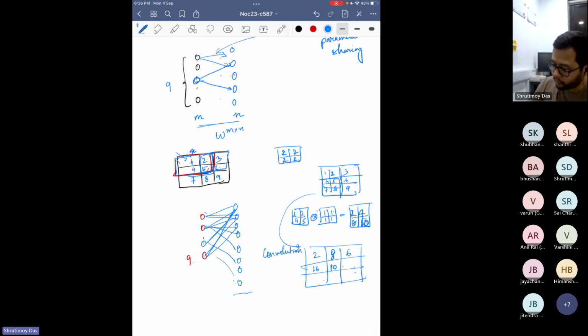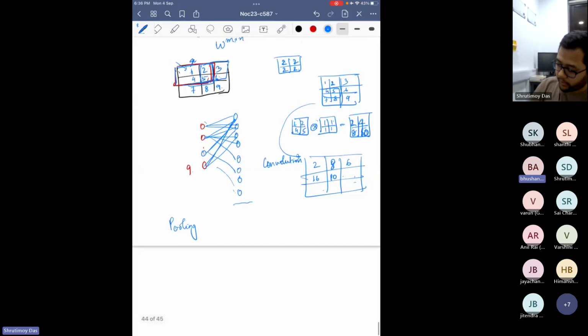Now when we do pooling, let us look at this patch. So you have this 2, 8, 16, 10. So now instead of keeping all of these, maybe if we are doing max pooling, so we say max pool, we'll just represent it as 16.